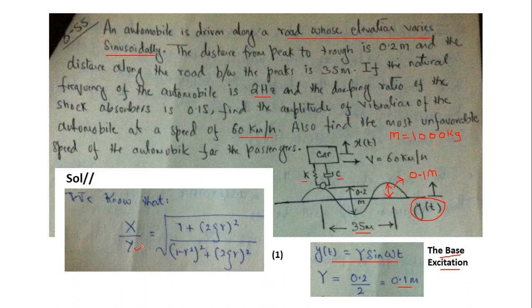And so this is now known to us, and we know that the displacement transmissibility X upon Y is represented by this equation 1. And we need to find out this X. Okay, so zeta is known to us, that is 0.15. R is the frequency ratio, omega upon omega n. So we have to calculate omega, the frequency of this base excitation. That is this omega we have to calculate. Omega n is given to be 2 hertz. So R we need to calculate now.